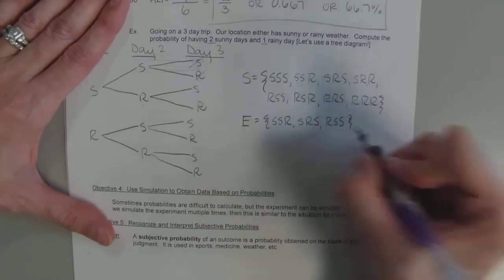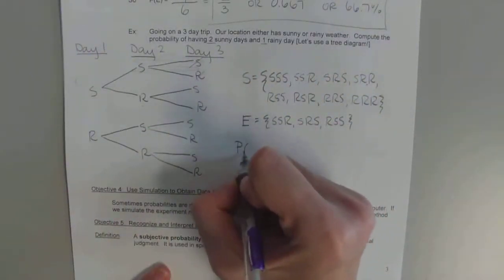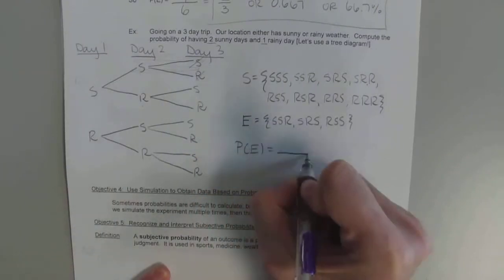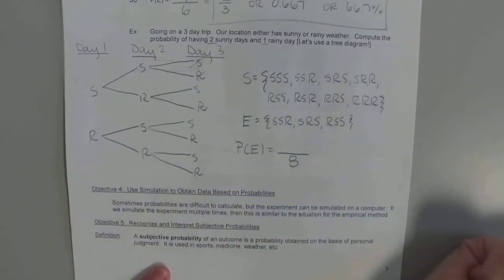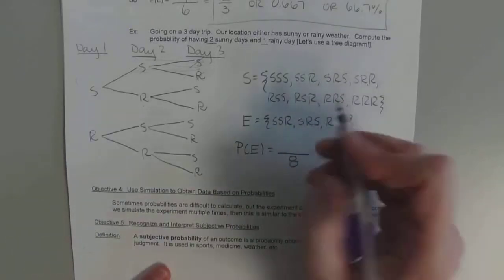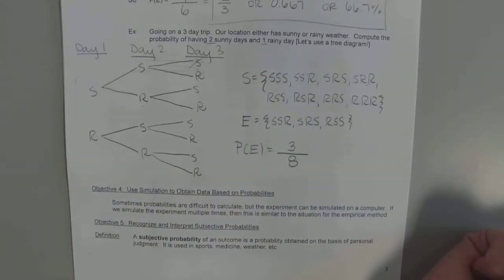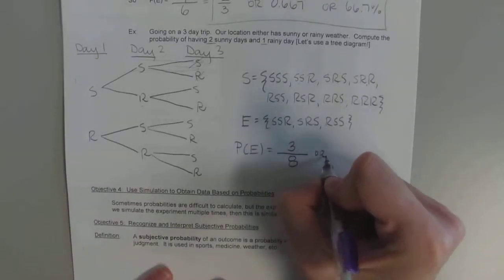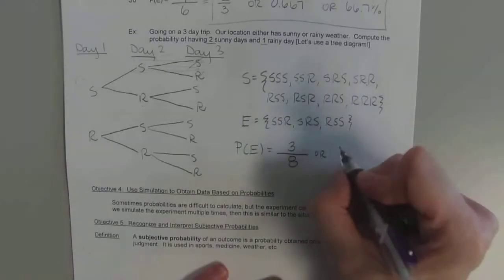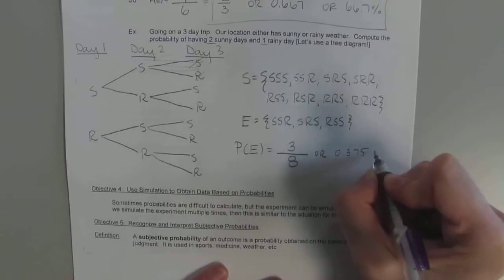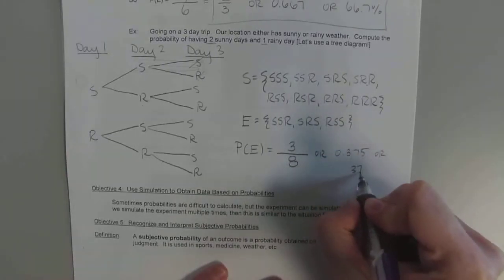Okay, that's it, right? So when they ask us what's the probability, our probability of event E would be how many total things could happen. There were 8 different combinations of weather, but how many did we care about happening? 3 of them. Okay? So our answer is 3/8, or what's that end up being? 0.375, I think. Or 37.5%.